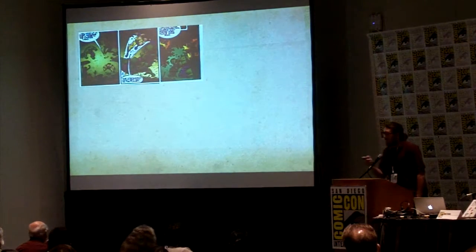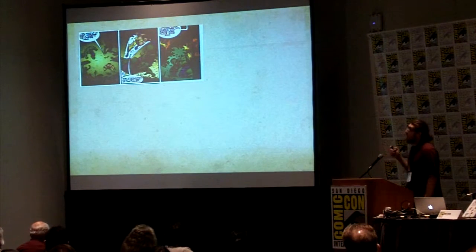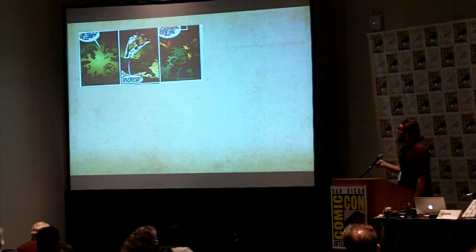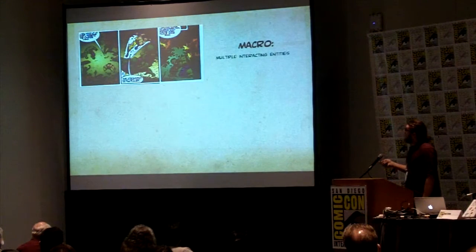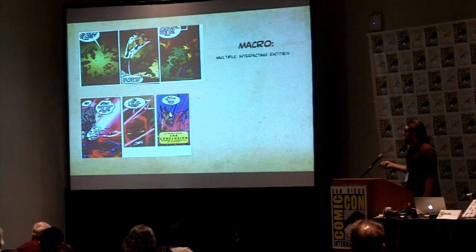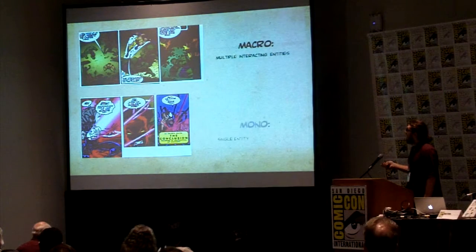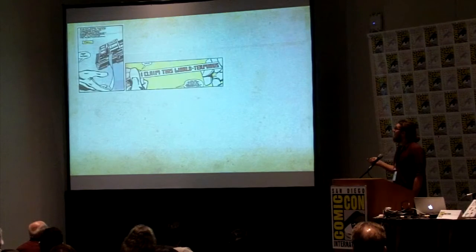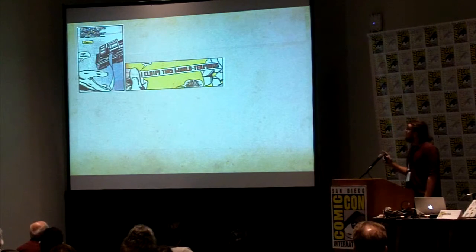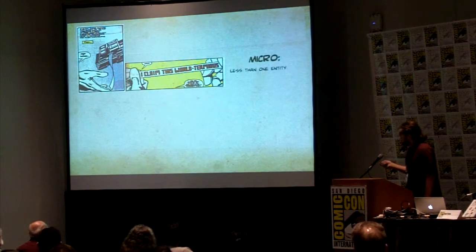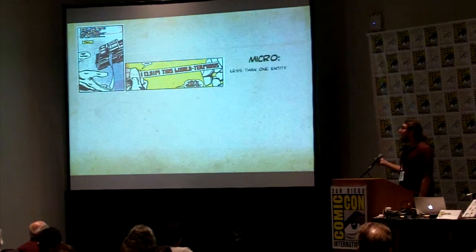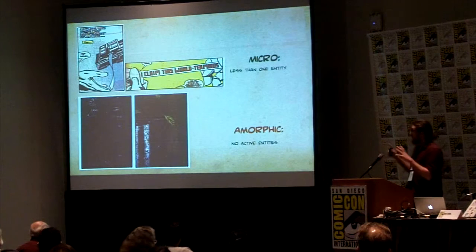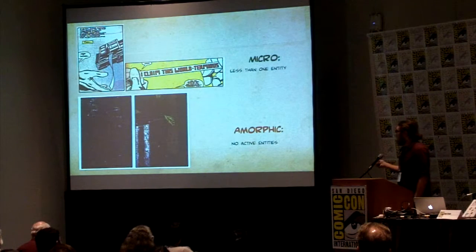So we looked at other factors too. So when there are multiple interactive entities within a panel, we refer to these panel types as macros. And when there is a single entity within a panel, we refer to these as monos. And in the case of less than one entity, we call them micros. And when there is no active entity, it's usually landscape, buildings, earth from a distance. Those are called amorphic panels.